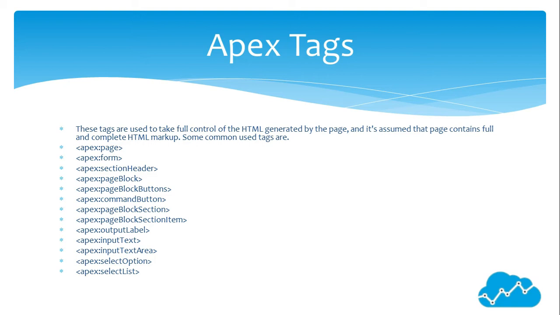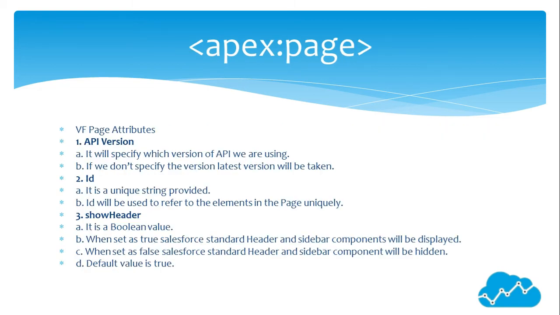Some commonly used tags are apex:page, apex:form, apex:sectionHeader, apex:pageBlockButtons, apex:commandButton, apex:pageBlockSection, apex:pageBlockSectionItem, apex:outputLabel, apex:inputTextarea, apex:selectOption, apex:selectList. Apex page. VF page attributes. API version.